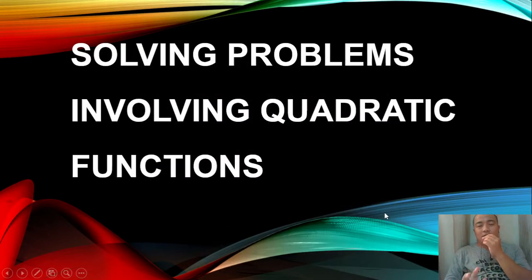Hello grade 9 students, this is now our last topic for quarter 1. This is all about solving problems involving quadratic functions.